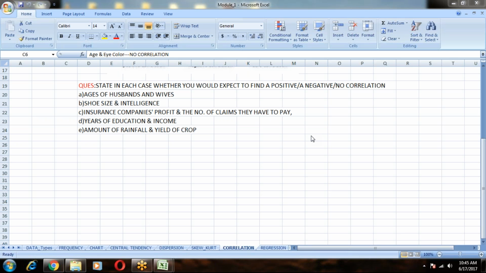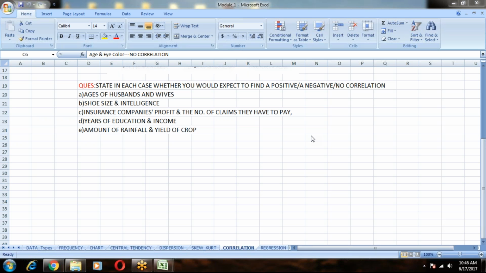Okay. Insurance companies' profit and the number of claims they have to pay has a negative correlation. Why is it so? Because if they have to pay more claims, the revenue is going to decrease, so that means the profit would decrease. So that's why insurance companies' profit and the number of claims they have to pay have a negative relationship.